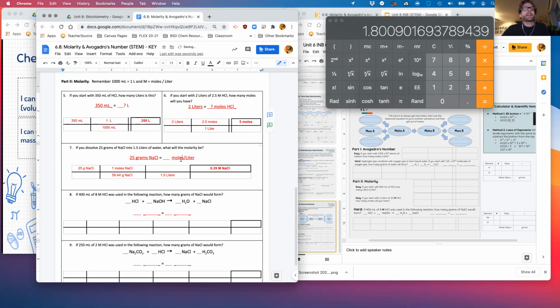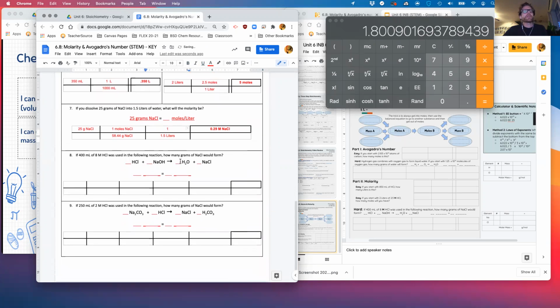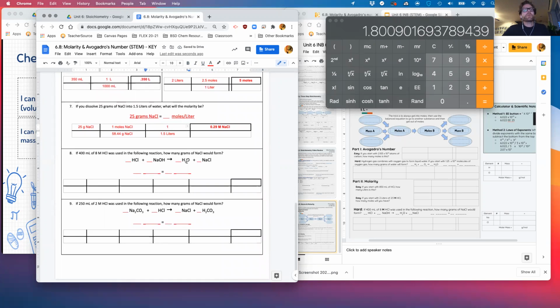We did this one in class. One thing that's kind of a trick about this one is you get into moles, but you need it to be in moles per liter. You need it in molarity. So what you do is you just have to divide by liters, leave this blank. If you want to put a 1 in here, you can put a 1 in here. That's totally fine too.